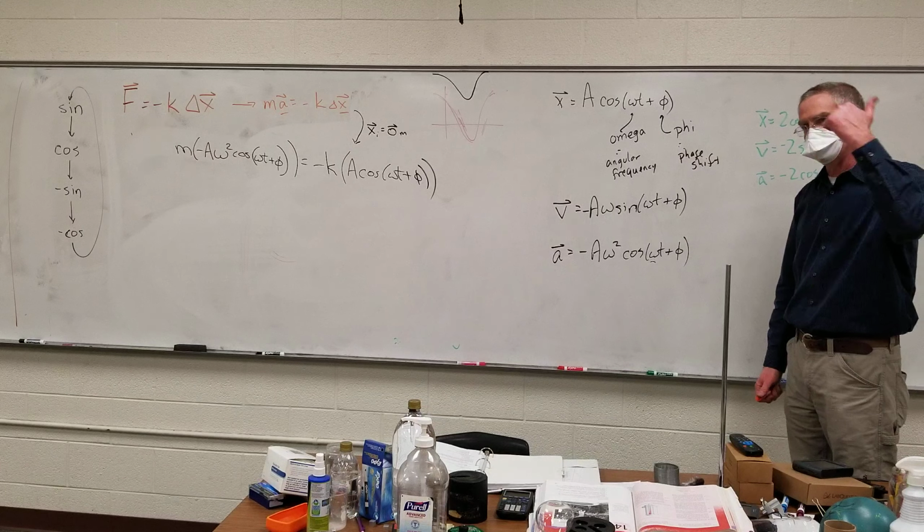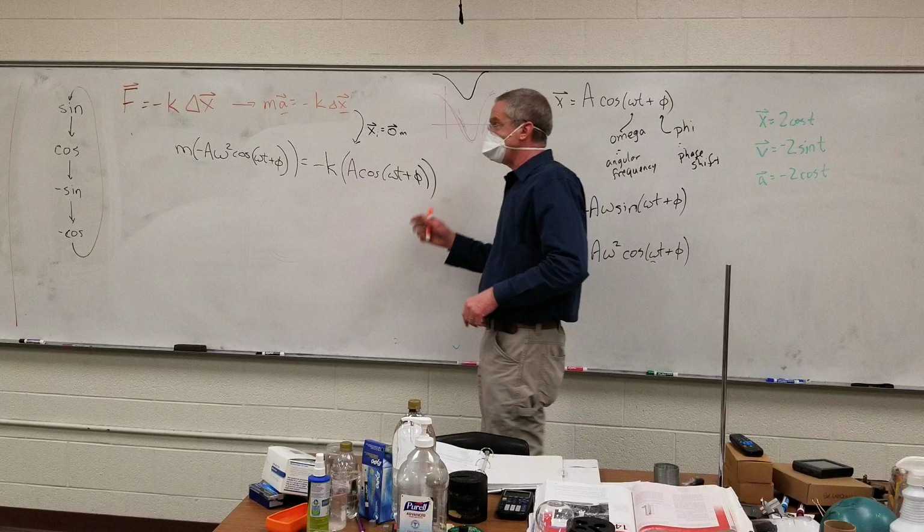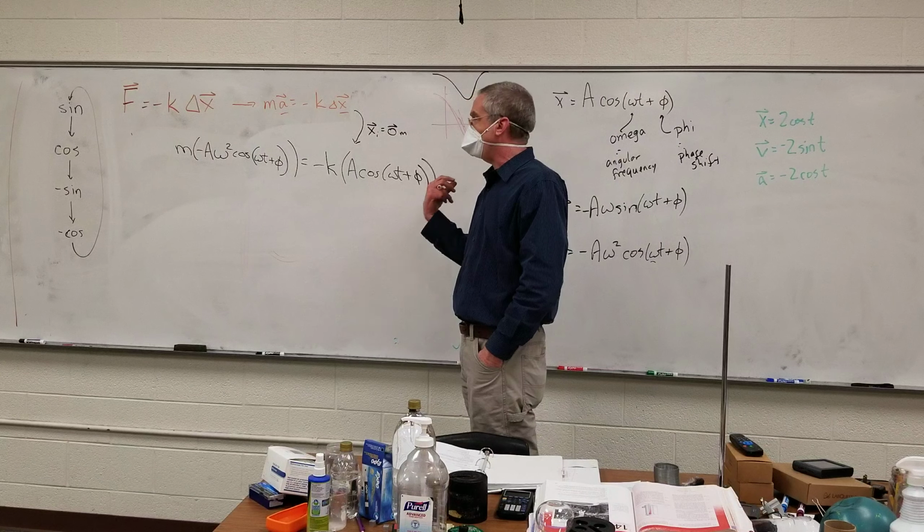So we start out with the premise that Hooke's law is being obeyed. We get to here because this is a function that works. And now let's get rid of stuff. What can I cancel out?